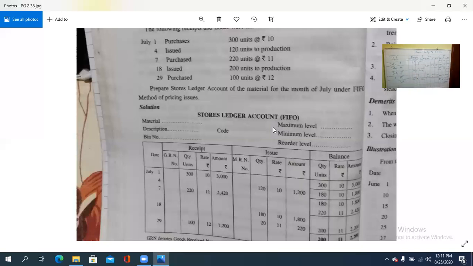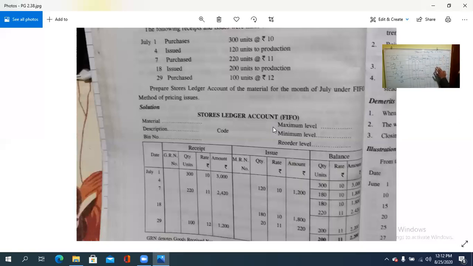180, 10, 1,800. Then July 7 is the next purchase. 220, 11, 2,420. So the stock is to be increased to 180, 10, 1,800, 220, 11, 2,420. So the total of this is now the available stock. From this stock, next is what? July 18, there is an issue of 200 units to production. So how much? It is FIFO, not LIFO.